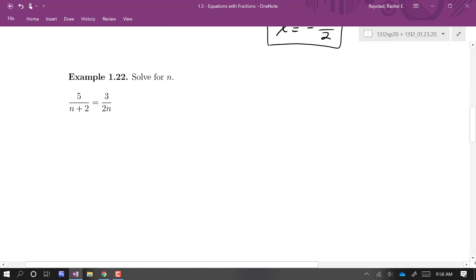Okay, what's the LCD here? What factors do we need to make sure we get them all? N plus 2 and 2. N plus 2 and 2 and n. Yeah, yep. We just grab them all. They're both factored already and nothing in common. So we'll multiply both sides by that LCD. Do some canceling.